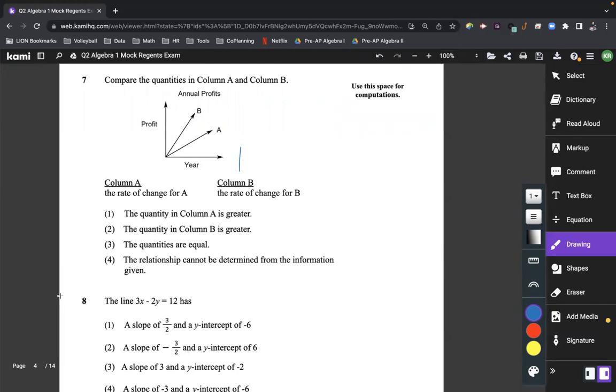Well, number 7 happens to be 2. And the reason why it is 2 is because this line has a greater rate of change, which means that more profits are happening on a yearly basis than A. So that is why B is the correct answer.